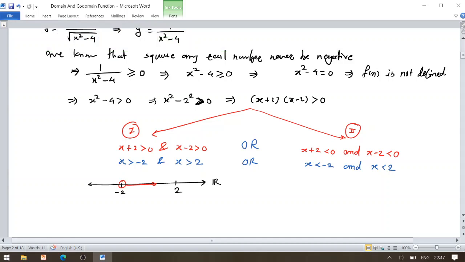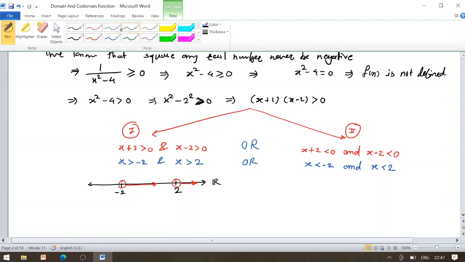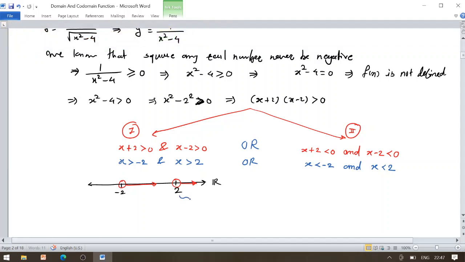We mark this with a red line. Now which numbers are strictly greater than 2? 2 is not included, and the numbers just right of 2 are always greater than 2. So what is the intersection part of both intervals? The numbers strictly greater than 2 are ultimately greater than minus 2 as well. So the intersection of both intervals becomes x strictly greater than 2.